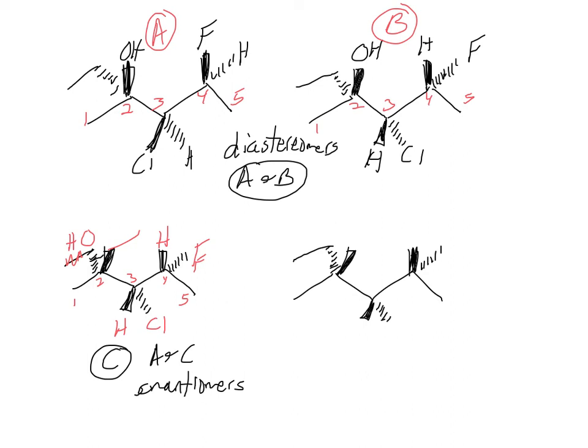Nice. How about for this one over here, of course, darn it. Let's draw for D. Let's make D and B. Let's draw diastereomers of those two. So let's turn D into a diastereomer of B.